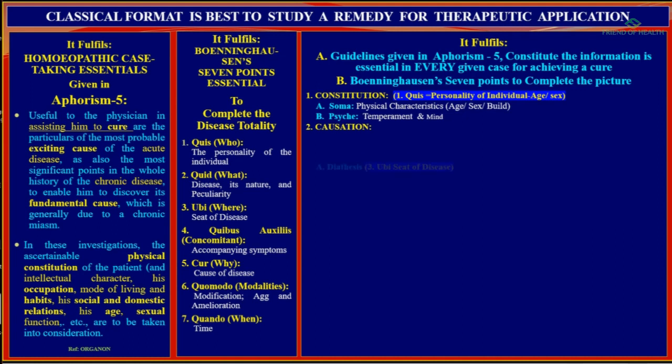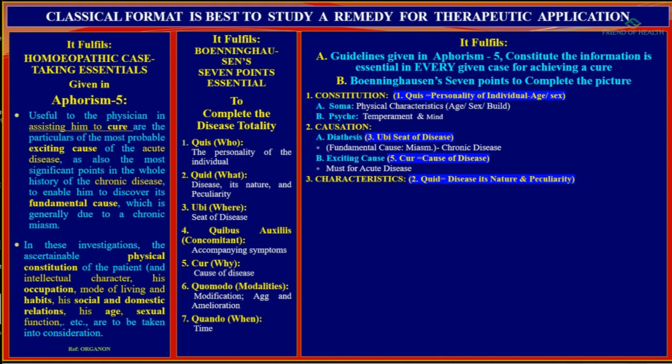Second heading is causation, and in causation we have diathesis, which corresponds to point 3, ubi, seat of the disease, where it is chronic disease, generally because of miasm. If it is an acute disease, the exciting cause is important, and that exciting cause is point 5 given by Boenninghausen, that is cur, cause of disease. This is in relation to acute disease. And diathesis is in relation to miasms, especially in terms of chronic disease.